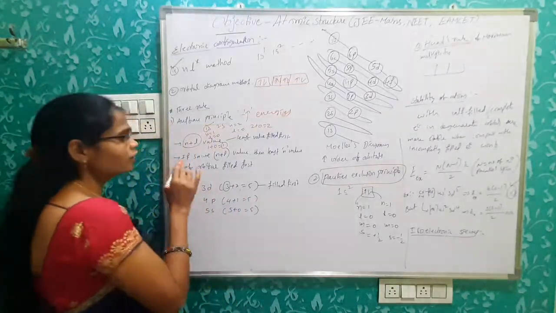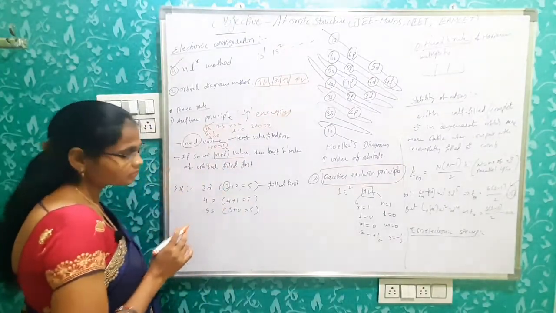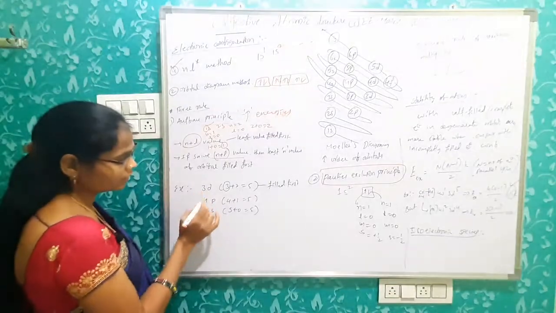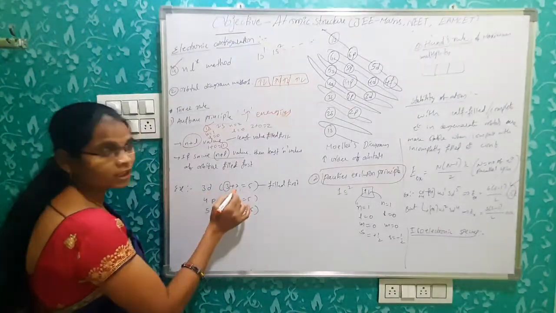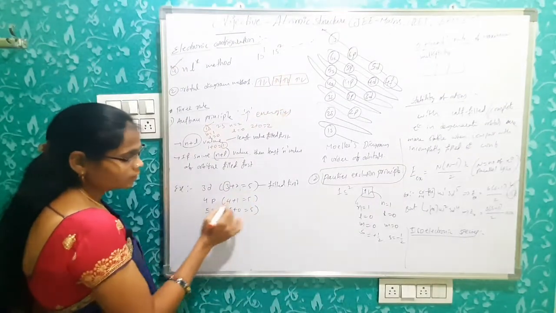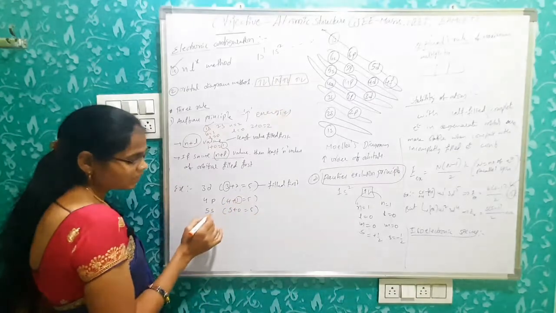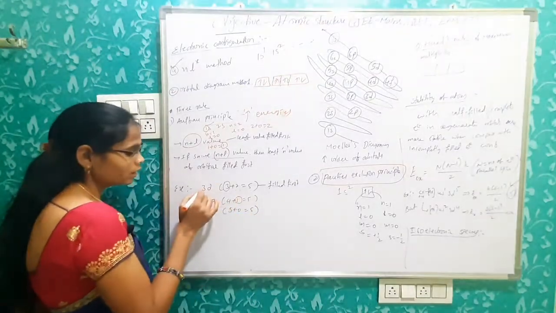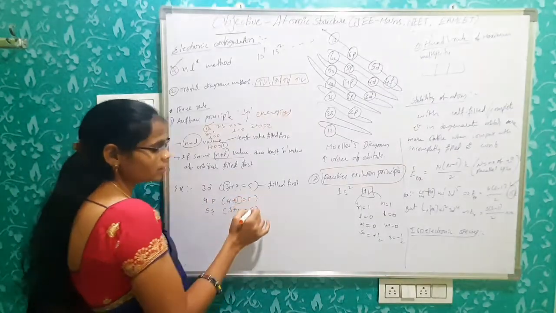Clear? Next, if some orbitals have the same n plus l value, suppose for example the 3d, 4p and 5s orbitals: 3 plus 2, since l is 2 for d orbitals; 4 plus 1, since l is 1 for p orbitals; 5 plus 0, since l is 0 for s orbitals. So these 3d, 4p, 5s orbitals all have the same n plus l value.